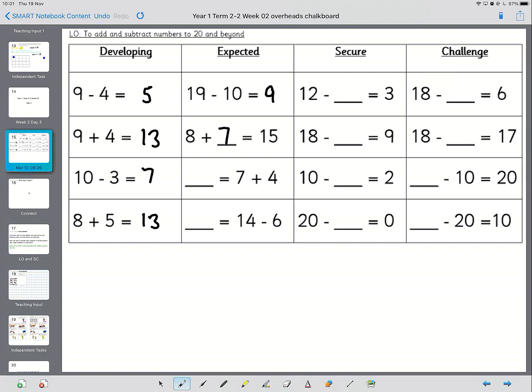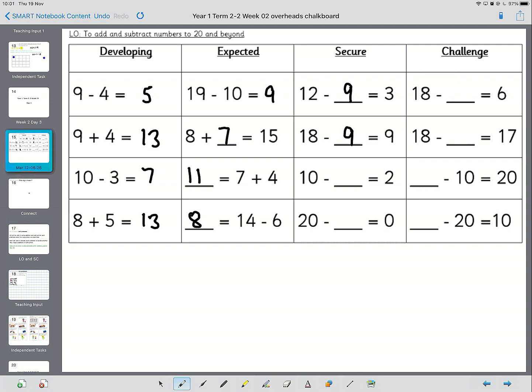7 plus 4, even though it's turned around, doesn't matter. That would be 11. 14 minus 6. Start at 14, count back 6, that's 8. Then 12 minus something equals 3. So you'd probably do this on a ruler. You would jump back 9 times till you reach the 3. 18, I'm aiming at 9, that's another 9 jumps.